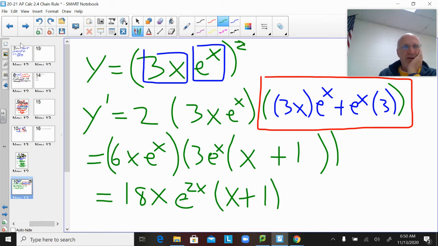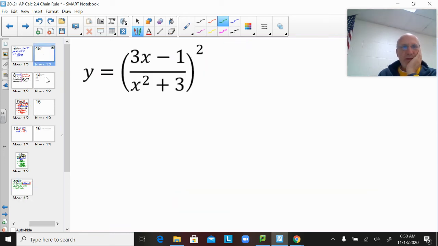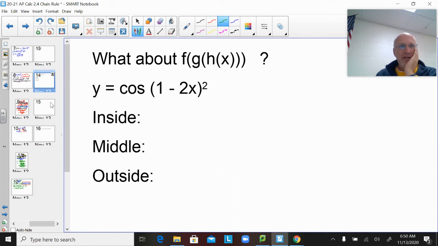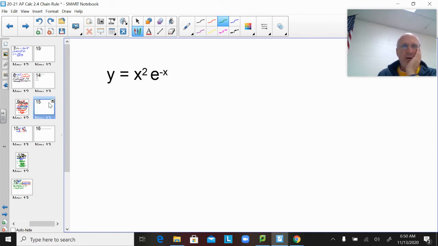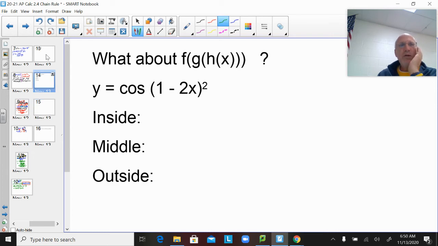Okay, I've got a few more examples to do, and they all show something different. Two more to do. So first, let's talk about what if it's a composite function that has more than two functions? What about f of g of h of x? Well, let's look at the example. Cosine of 1 minus 2x squared.